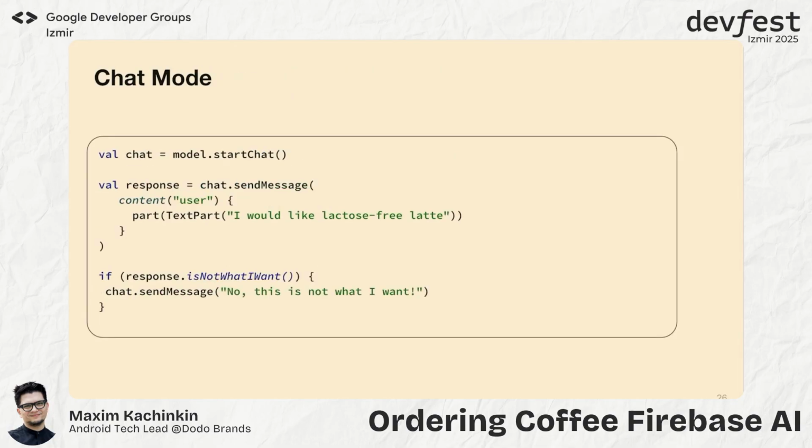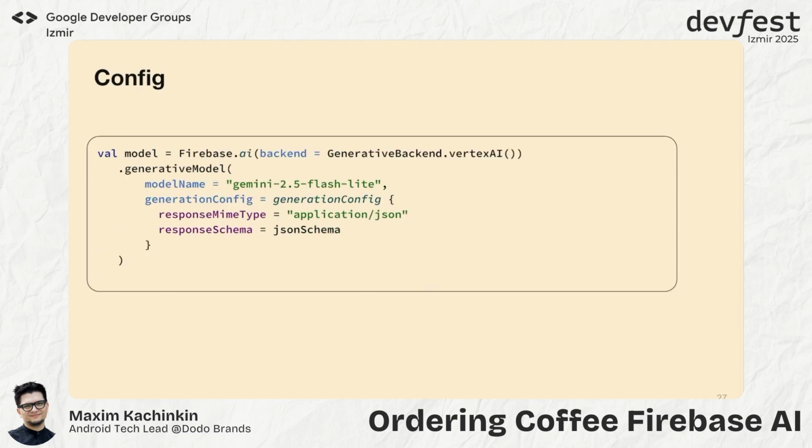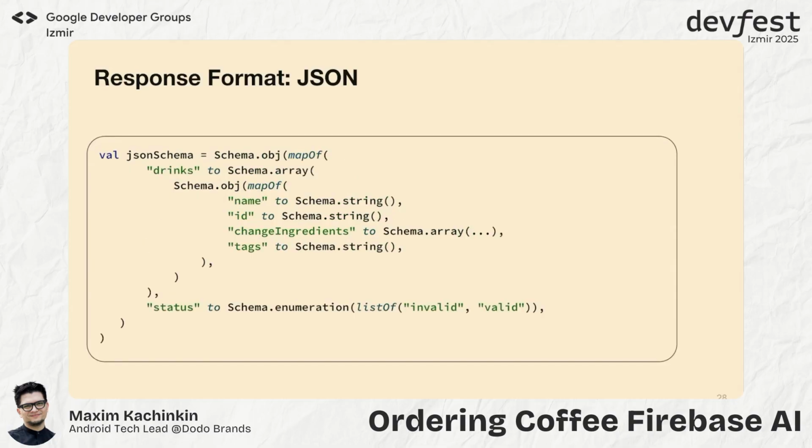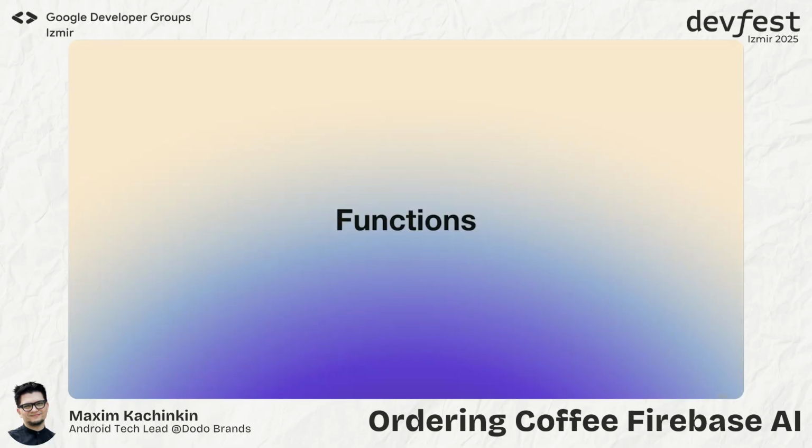And if you want chat mode, you can start a chat and send messages back and forth. Firebase AI saves the whole history of the messages for you. Then you set up the model and should put the response schema. It's very important. The most handy is JSON. You can put arrays, lists, maps, objects, whatever you want. And the secret sauce of Firebase AI: functions, aka tools.